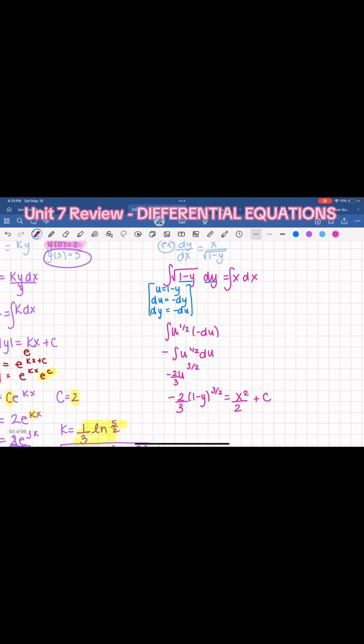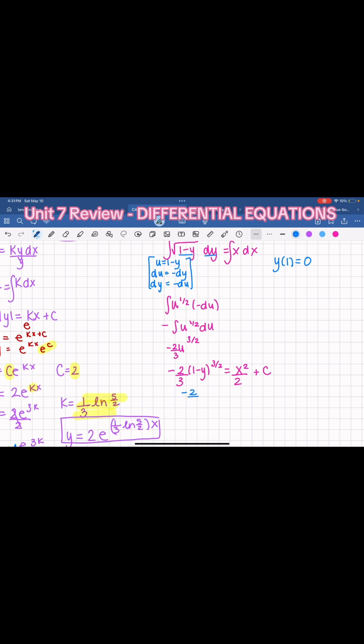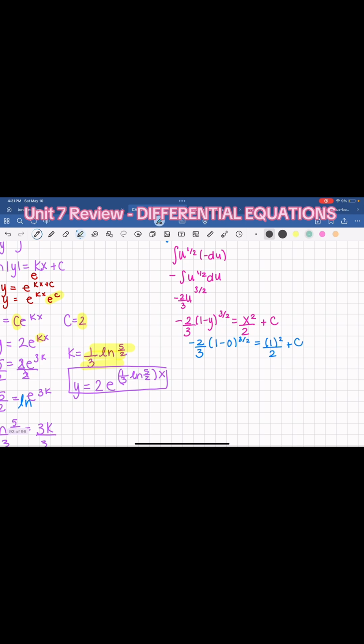I didn't give you any initial conditions, but I can. Why don't we make one up that says y of 1 equals 0. So I'm going to replace y with 0, and x with 1. Okay, when I solve this side, 1 to the 3 halves is 1. 1 to anything is just 1. So this side's just going to become negative 2/3 equals 1/2 plus c.